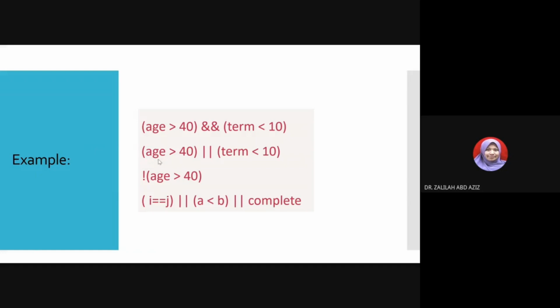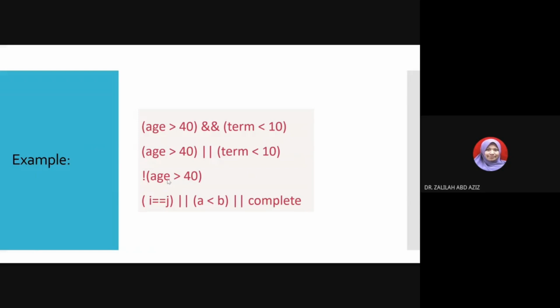Okay, and then we have, for example, the first expression is false, and then we have OR here, and the second expression, term less than 10, let's say is false. So false or false is going to be false. However, if the first expression is true and the second is false, true or false will evaluate to true.